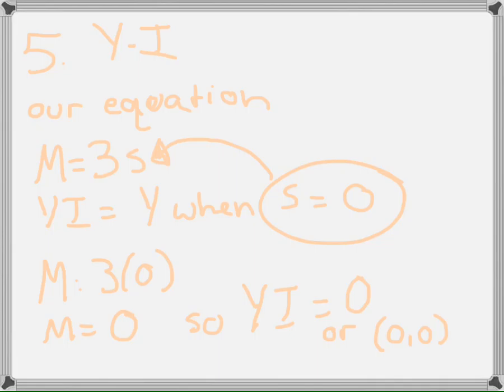5 asks us what the y-intercept of our equation is. So remember our equation is m equals 3s, and the y-intercept is when s is equal to 0. So we can plug 0 in as s in the equation to find m. So m is equal to 3 times 0. And 3 times 0 is 0, so m is equal to 0. So the y-intercept is 0, or (0, 0), because the x and y are both 0.